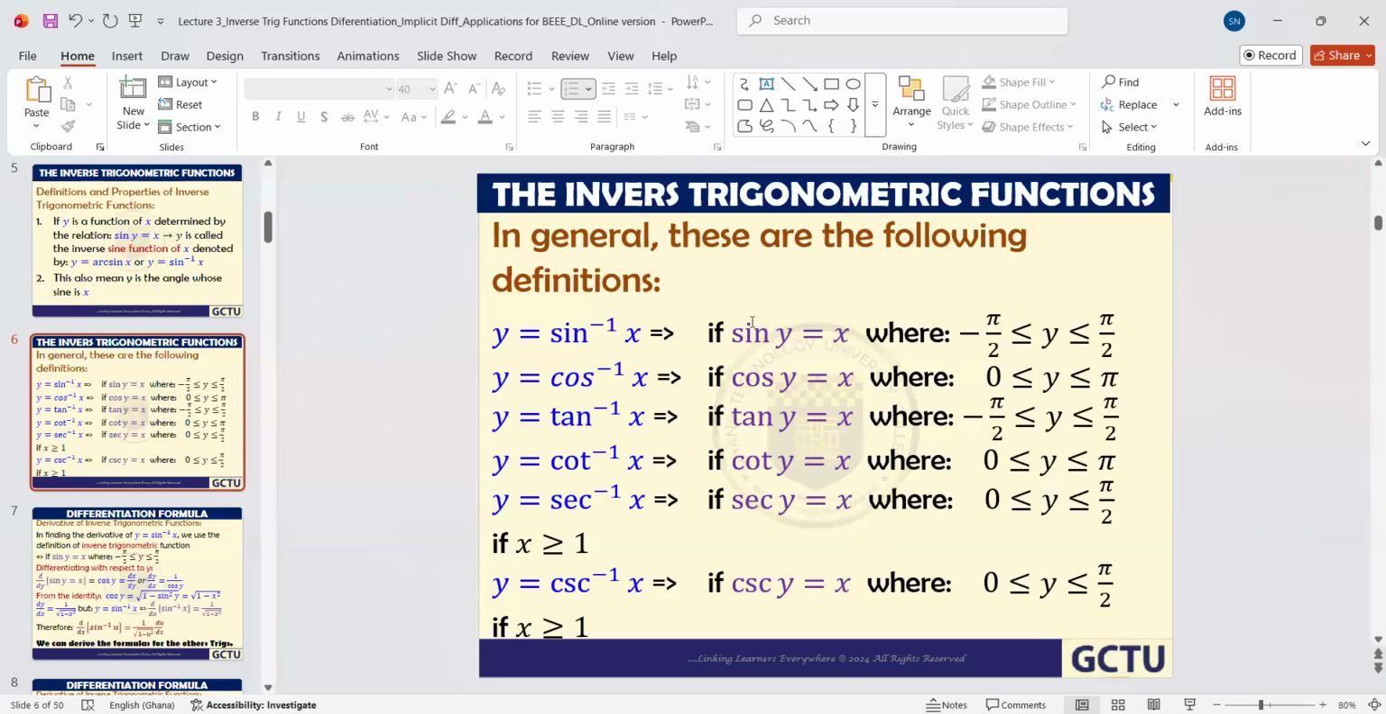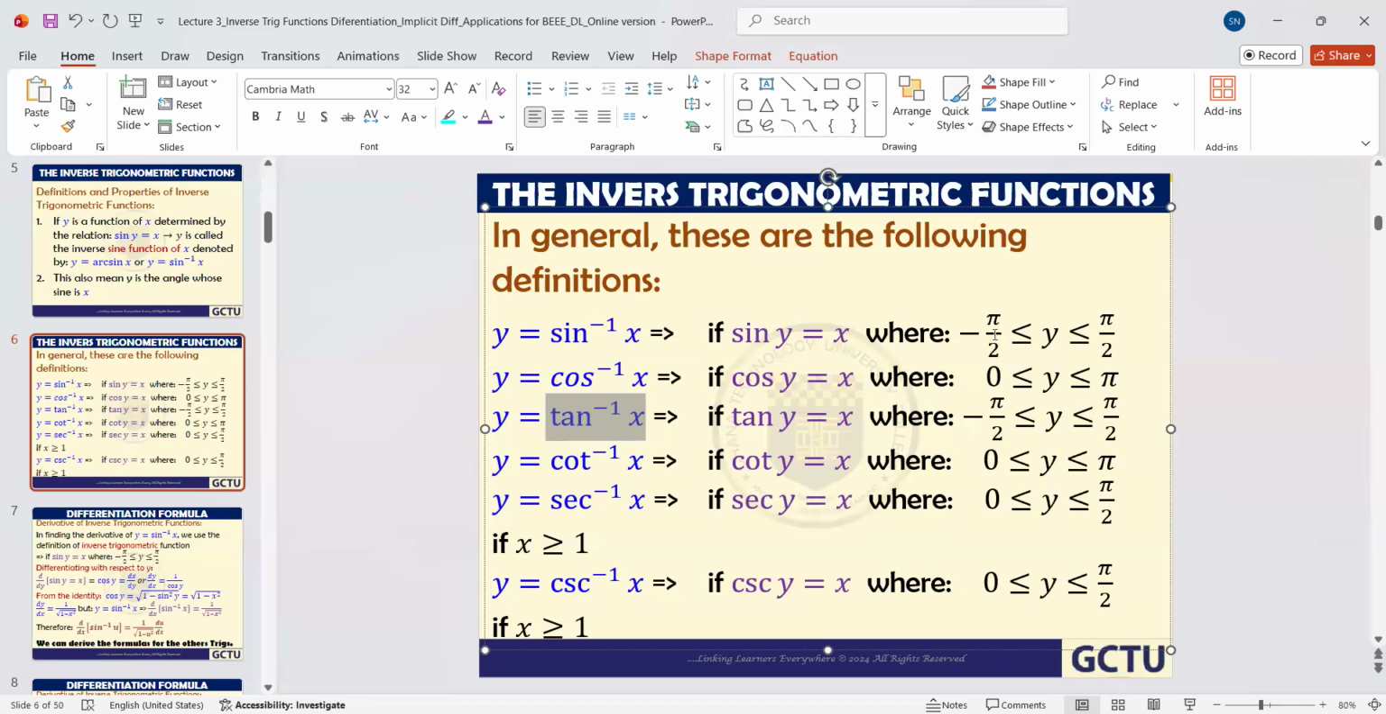if we are dealing with the trig functions, sine y is equal to x, then it becomes sine inverse. Cos y is equal to x means cos inverse. Tan y is equal to x, then y will be equal to tan inverse, and on and on. So for all the trig functions, this is how their inverse equations are defined.